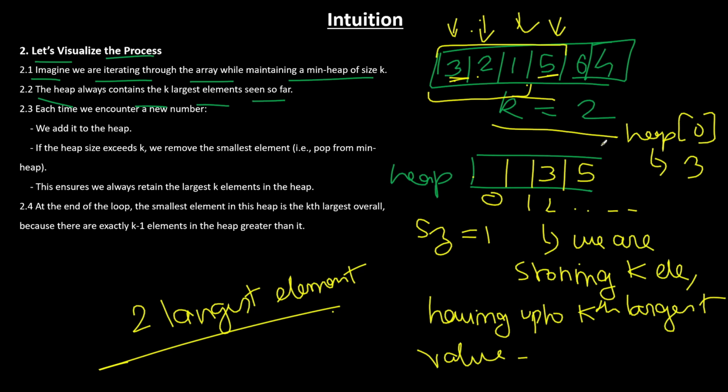Is that correct? Yes, this is correct, because this is the second largest element in this particular sub-array which is contained in the heap. That's why in the heap we are trying to store only up to the kth largest element, and this is how we will do it.